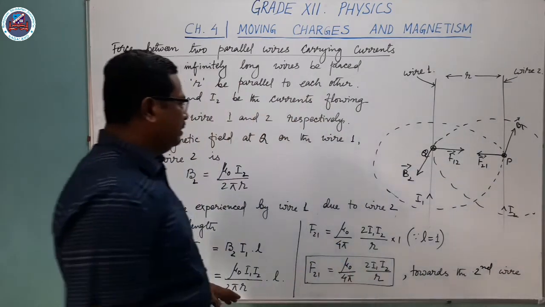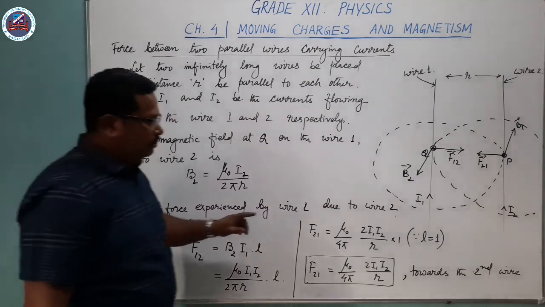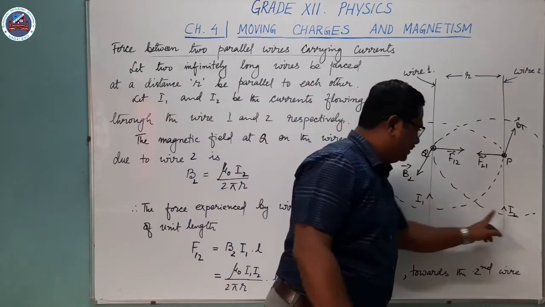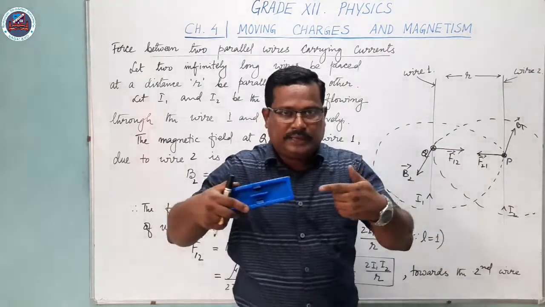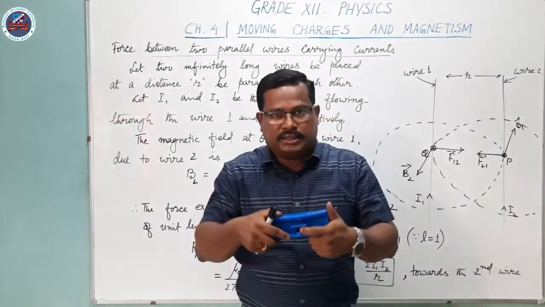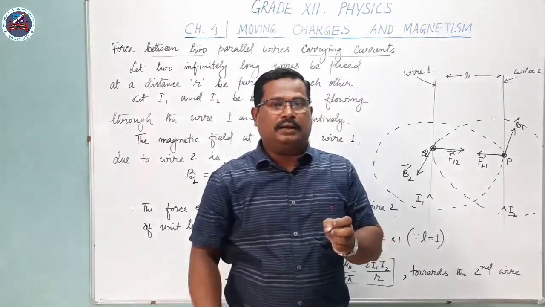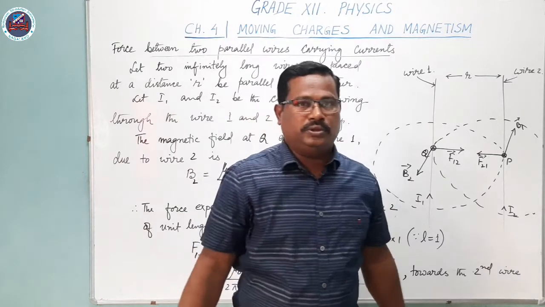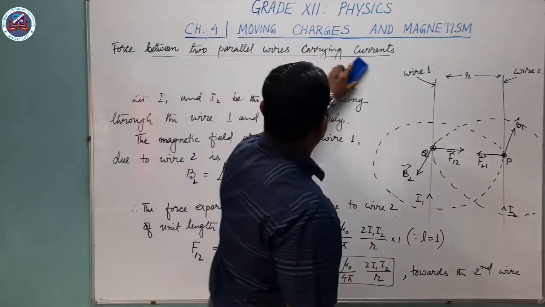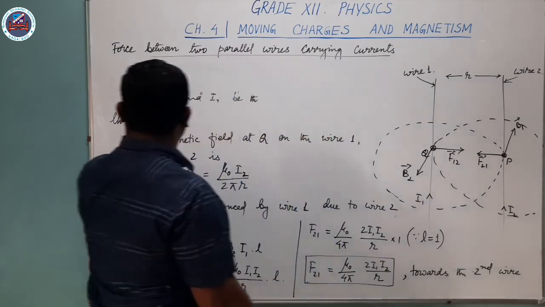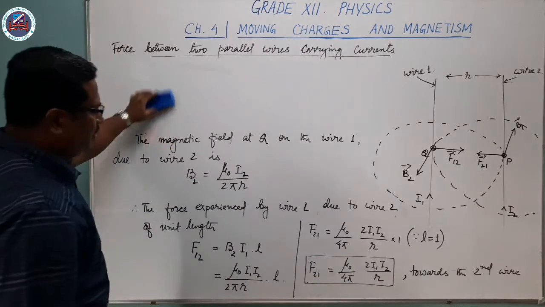So what we can understand here is, if we allow the current to flow in the same direction, the forces are coming together like this, and they will attract each other. One wire is attracting the other wire. So there will be a force of attraction. So we can conclude like this. These are the mathematical expressions for doing numericals.